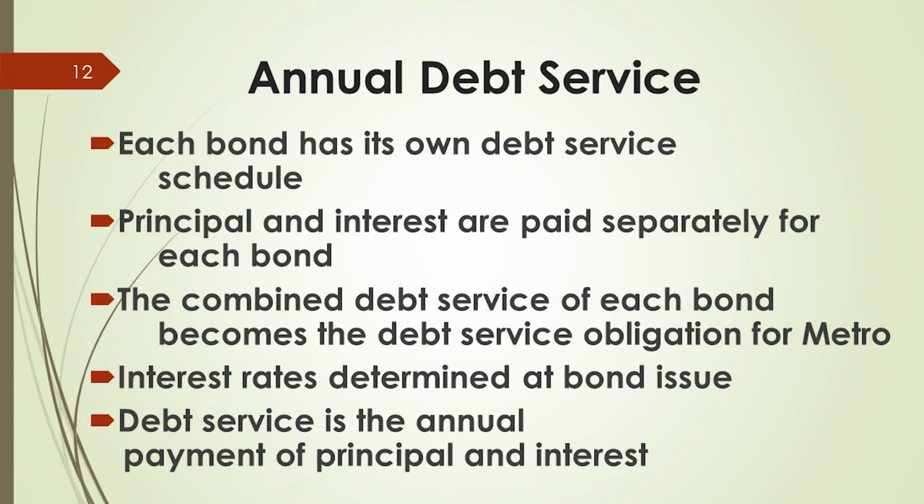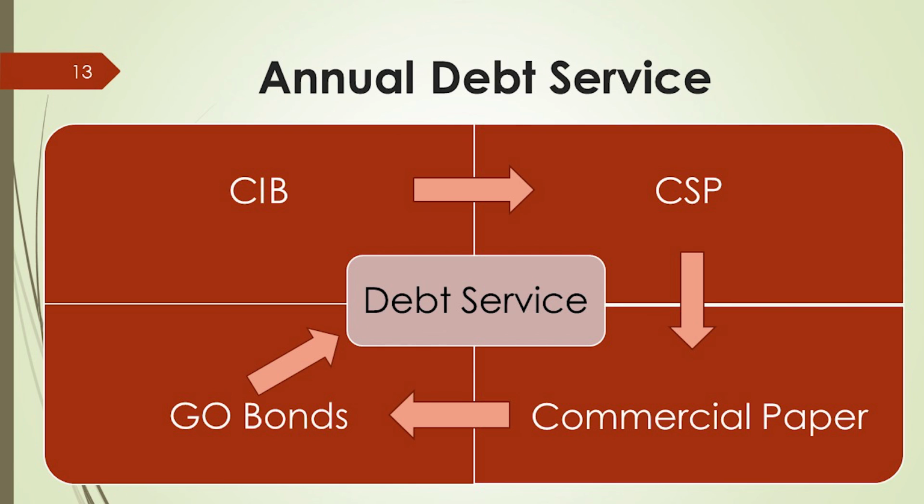Remember that it all starts with the capital improvement budget and a capital spending plan. Commercial paper provides the short-term cash to pay project expenses, and bond issues become the long-term financing, and the annual debt service is the final step to pay for bond-funded capital projects.